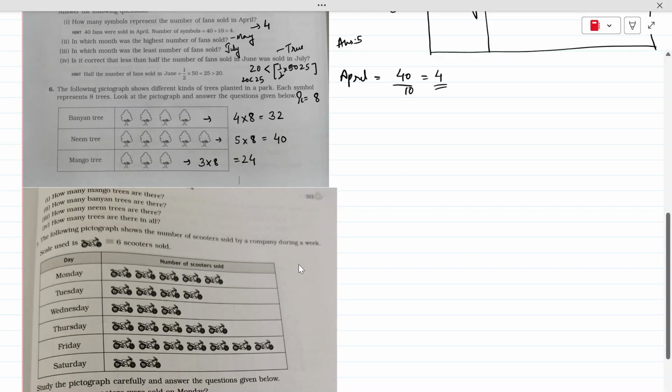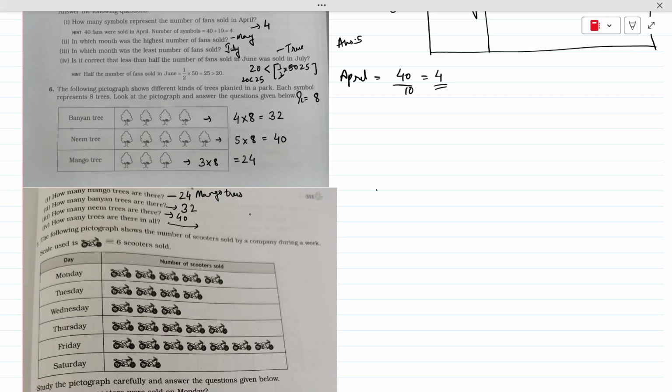Now let's go to the question. How many mango trees are there? So we have identified that there are 24 mango trees. Next, how many banyan trees are there? This is 32, we just found out. How many neem trees are there? Neem trees are 40. Last is, how many trees are there in all?